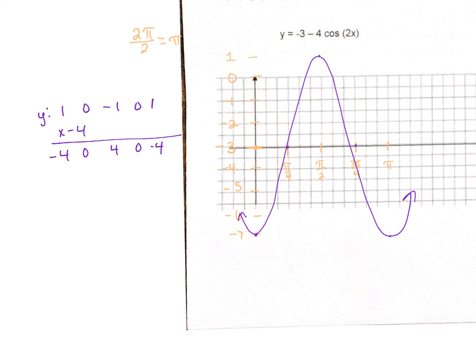But now I have my shift. So now from here, if you're doing this mathematically, we need to subtract 3 from each of these points. And that gives me my -7, -3, 1, -3, -7, which is the points that I graphed, but it just came about by a little bit different thought process.